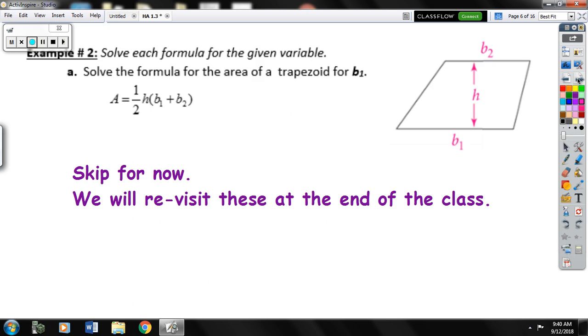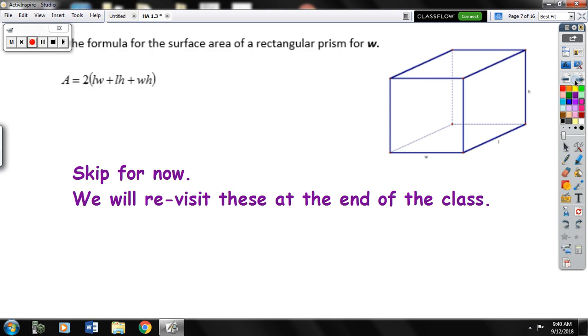All right, now example 2, A and B, we're going to skip over those and come back to them at the end of class because there's not a lot of these on your homework. The majority of the homework is the other problems. So I'd rather get to those and then we'll come back to these at the end, or we can touch upon them tomorrow if we need to. So we'll skip over those 2 problems.